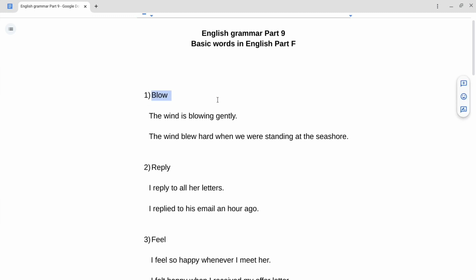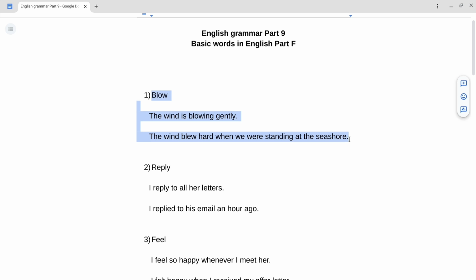The first word is blow. Whatever I am explaining here, I will be highlighting with the mouse in light blue color. You can see on the screen. Please read along with me. First one is blow. The wind is blowing gently. You can get the meaning in this context. You are standing near a river, so there is a gentle wind that is blowing on your face. The wind blew hard when we were standing at the seashore.